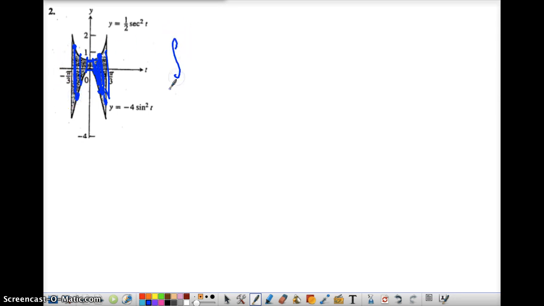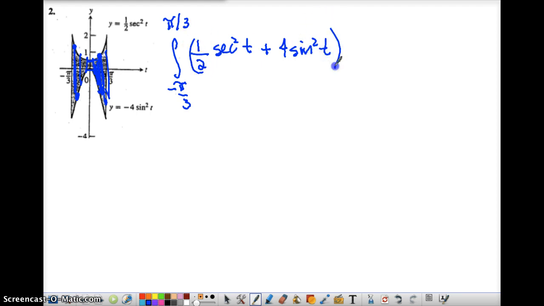So we're going between negative pi over 3 and pi over 3. Our top function is 1/2 sec squared of t. Our bottom function is minus 4, so that's going to become plus 4 sine squared of t dt. And if I was feeling kind of lazy, I could also use symmetry. So I could also do 2 times the antiderivative between 0 and pi over 3 of that whole thing. And that would be fine.